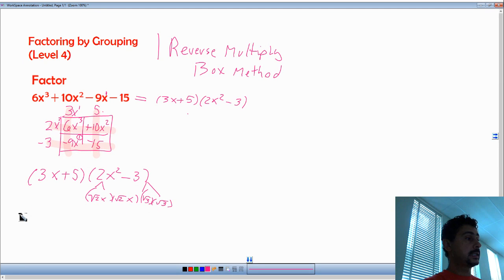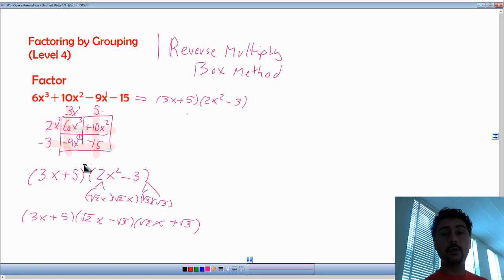And this tells us that the final factored form is 3x plus 5 times the parenthesis square root of 2x minus the square root of 3 times the square root of 2x plus the square root of 3. And like I said, this is big time level 4. This is honors level factoring in Math 3. So I'm giving you a little taste of it. I know all of you can figure it out.